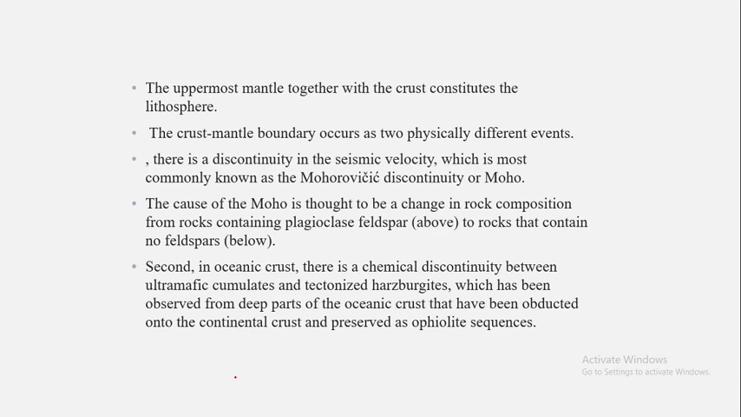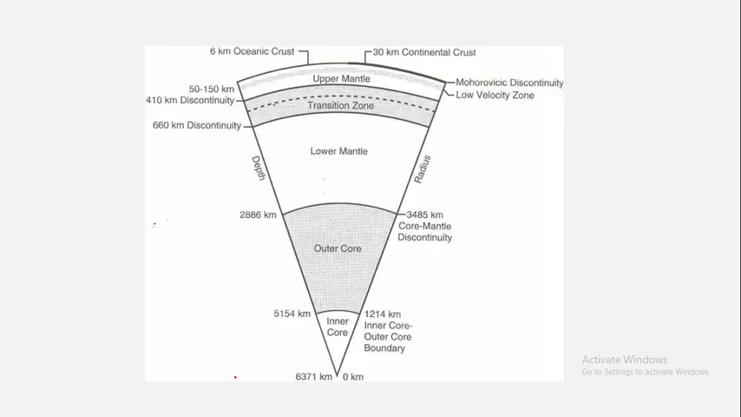Now the uppermost mantle together with the crust constitutes the lithosphere. As we know, there is a layer known as the lithosphere. How does it come about? The uppermost mantle together with the crust forms the lithosphere. From the image you can see the upper mantle, then the lower mantle, and the core. Here the crust region is present, and the lithosphere is the layer present in between.